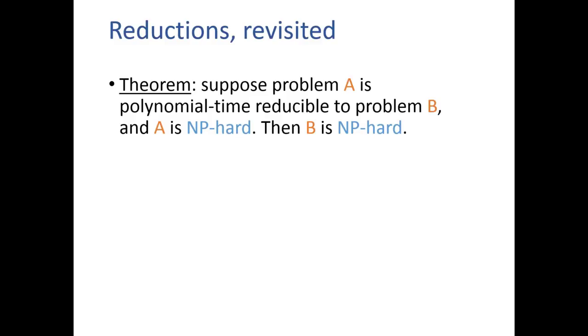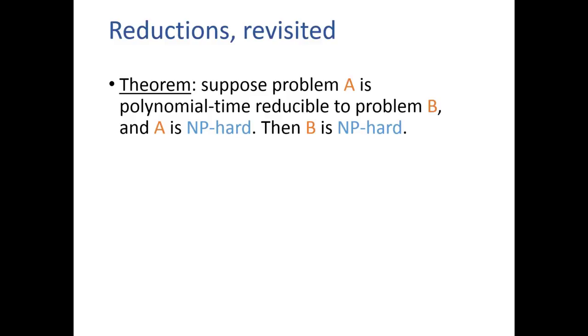But reductions can also be used in the opposite direction. Right, so here is the use of reduction in the opposite direction. Suppose problem A is polynomial time reducible to problem B, and A is NP hard. The problem you're reducing from is NP hard.